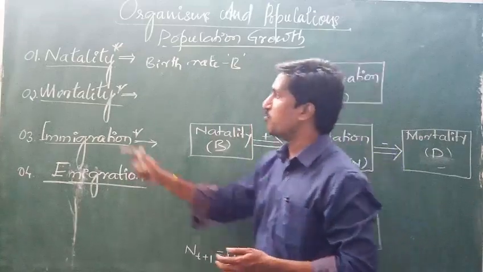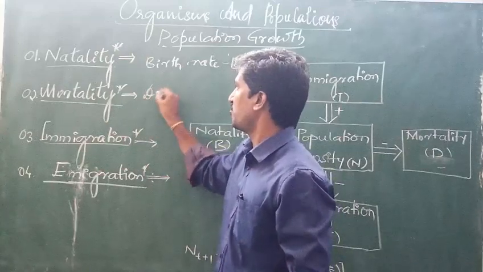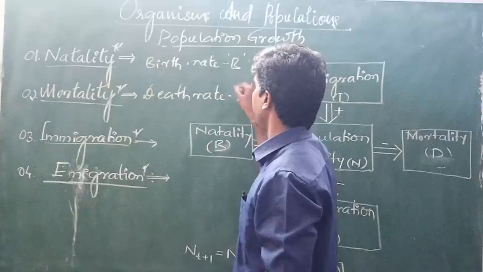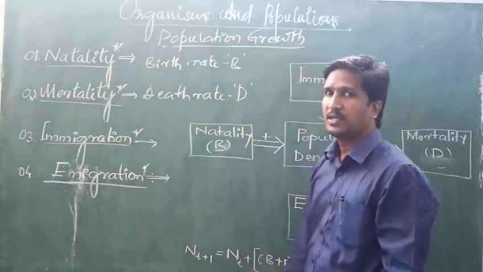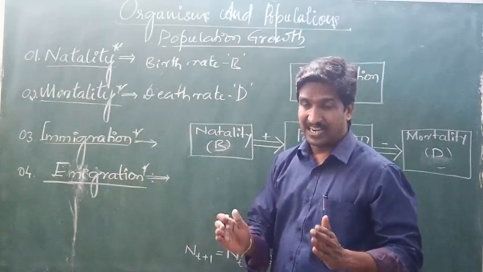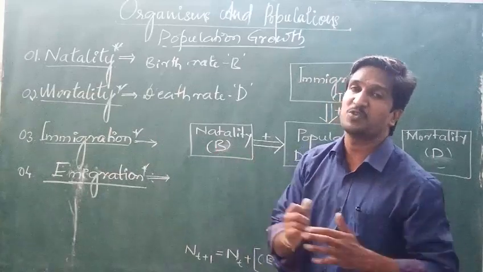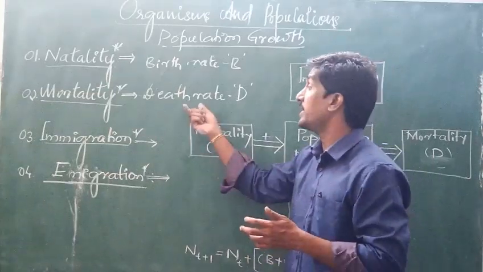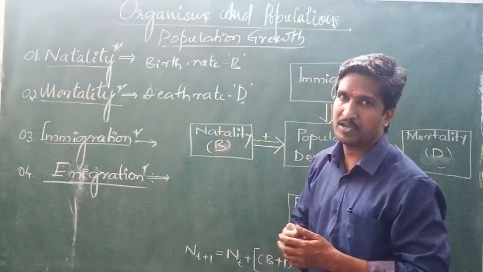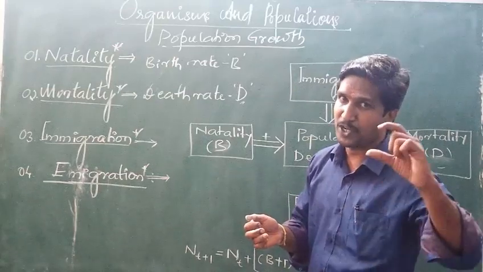The second one is mortality. Mortality is nothing but the death rate, denoted by capital D. The number of organisms that died at a particular period of time in the same species is called the death rate, denoted by capital D. In a year, how many deaths of organisms take place in that particular species?